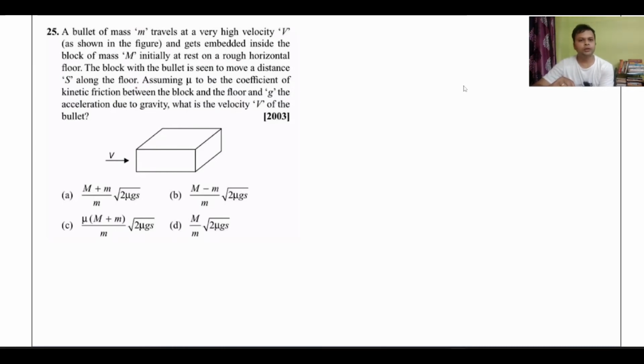Okay, assume mu to be the coefficient of kinetic friction between the block and the floor, and g the acceleration due to gravity. And what is the velocity v of the bullet?